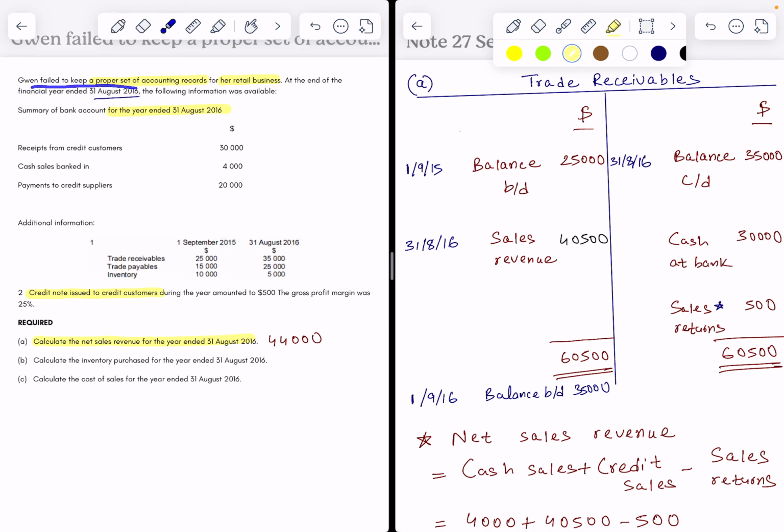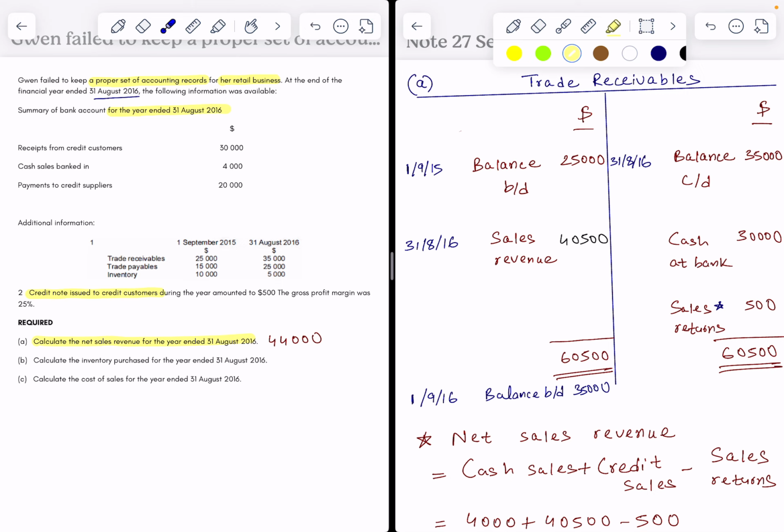Gwen failed to keep a proper set of accounting records for her retail business. At the end of the financial year ended 31 August 2016, the following information was available. So here we are given the summary of the bank account for the year ended 31 August 2016. We are given the receipts from credit customers, which refers to money that we have received in our business bank account from our credit customers to whom we have sold goods in the past on credit. We have also got cash sales, which we have deposited in our bank, and that is $4,000. We also have amounts for payments which we have made to our credit suppliers, who are our current liabilities.